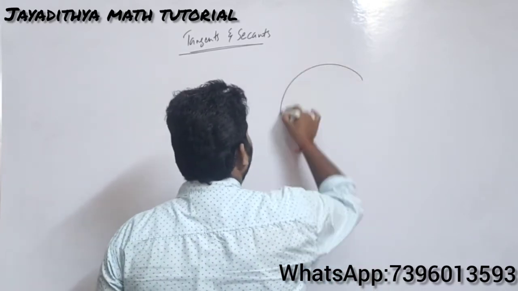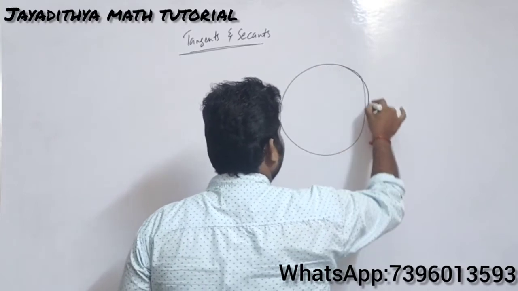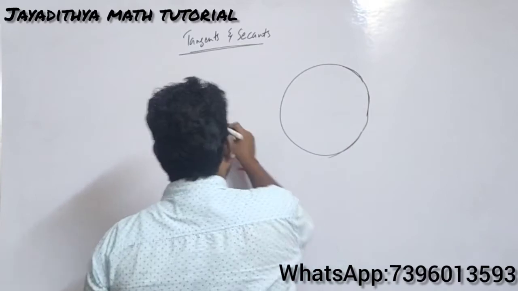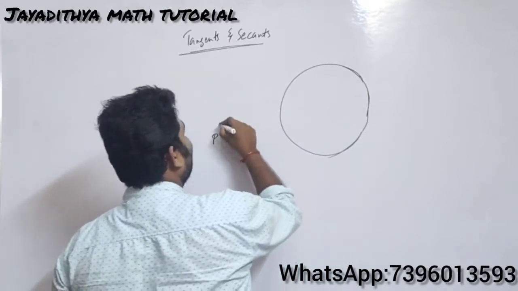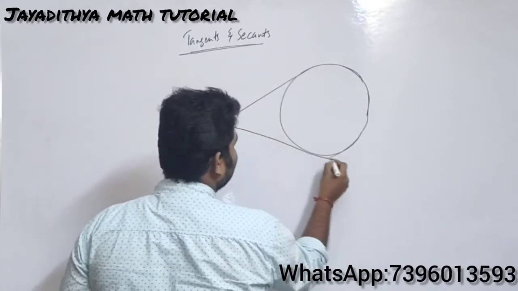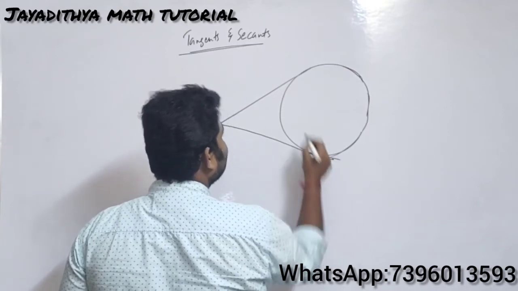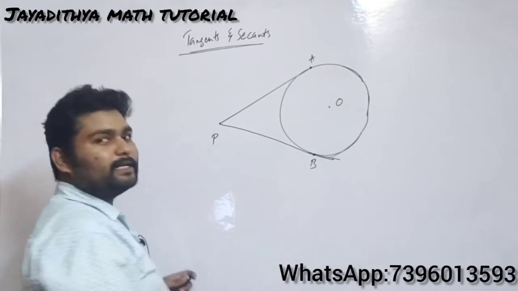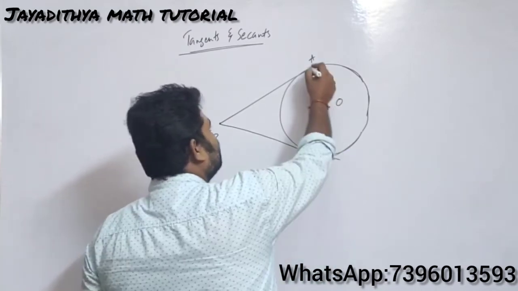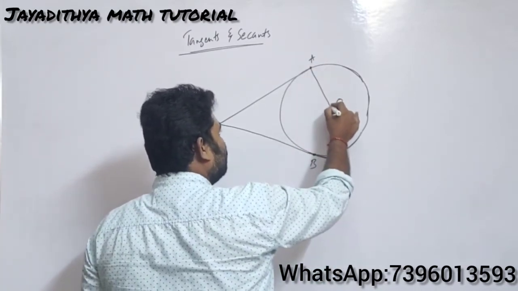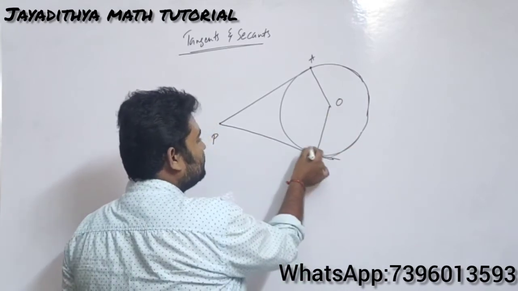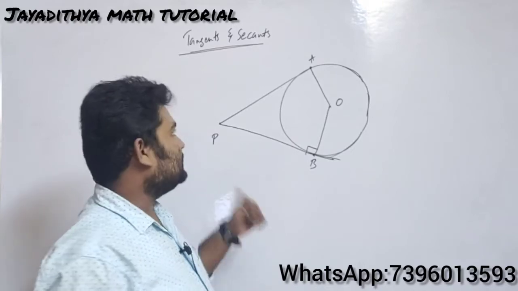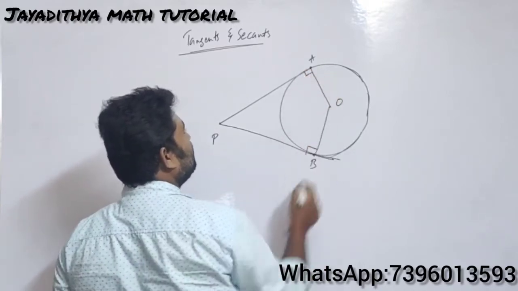For example, again let me draw a circle. This is a circle. Let me take this point as P. From the point P I am drawing two tangents to the circle. The points of contact are A and B. The circle has the center O. If you join OA and OB, you know that OA is the radius and OB is also a radius. The radius is perpendicular to the tangent, and here also the radius will be perpendicular to the tangent.